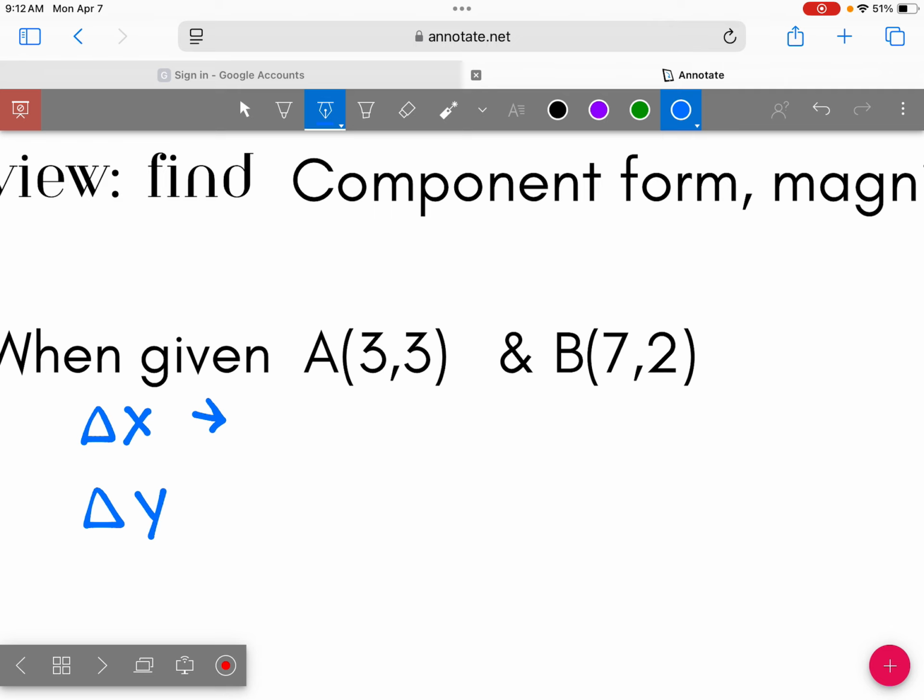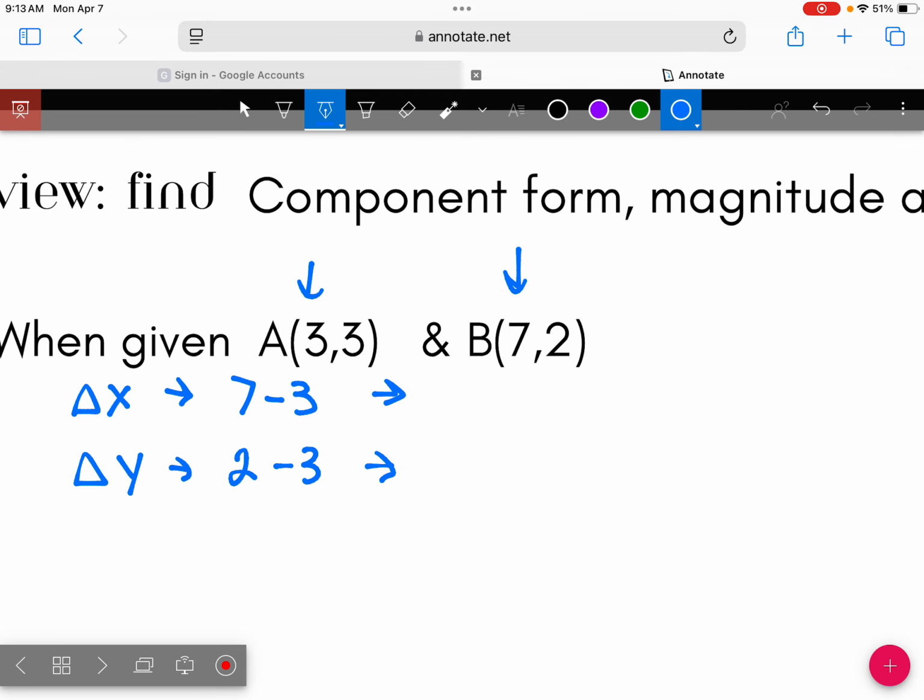How do we figure out how the x's are changing? Subtract. We're going to take our 7, the place where we end, minus where we started, -3. And then we're going to have our 2 minus the 3. So what is our component form for this vector here? We have our 4, we have -1. So this is going to become the component form of 4, -1.